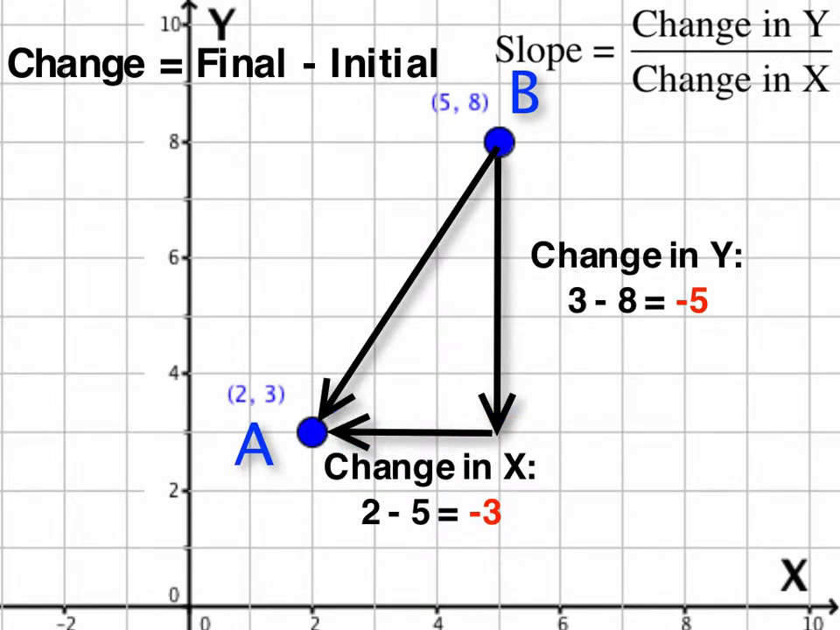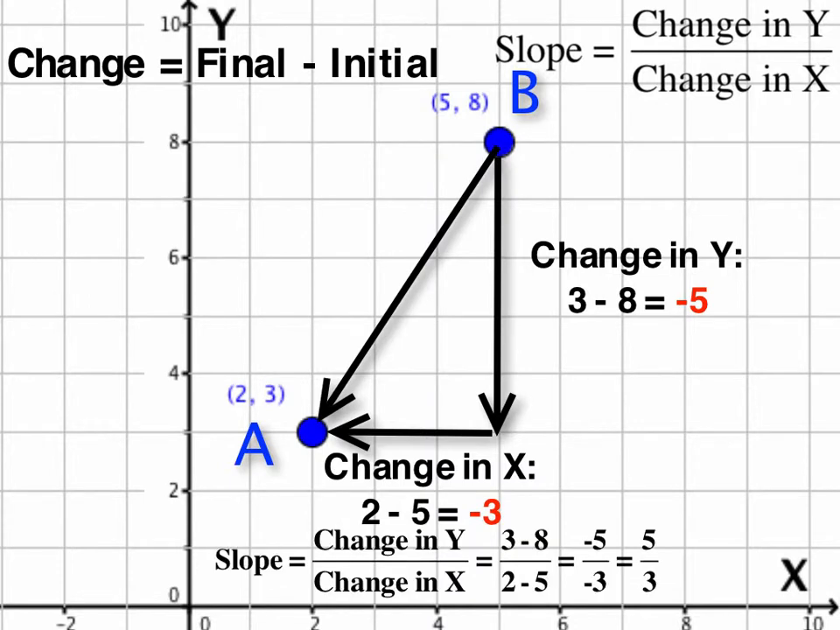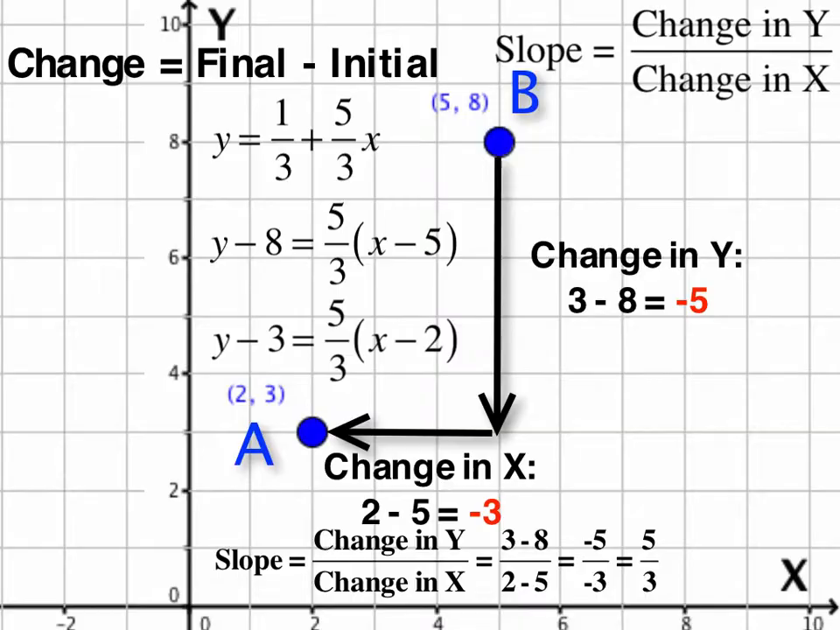So now that we've got our change in y and our change in x, we're ready to find the slope. The slope equals negative 5 over negative 3, which is of course the same as 5 over 3. And that's why it doesn't matter the direction that we go from point A to point B or point B to point A, we find the exact same slope, and hence we would have found the exact same equation.